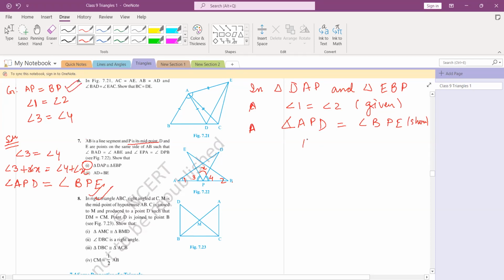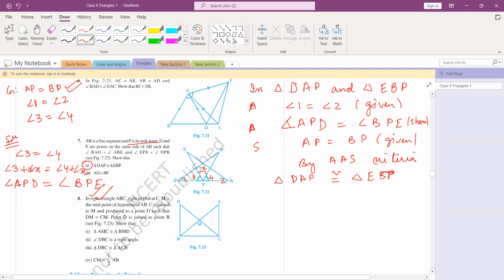And you can see it is already given. Simple. So AP is equal to BP, which is already given to you that the two sides are equal because it is given that P is the midpoint. Therefore, these two sides are equal. So this is the third. So by AAS criteria, the two triangles are congruent. So we write that triangle DAP is congruent to triangle EBP. All right.